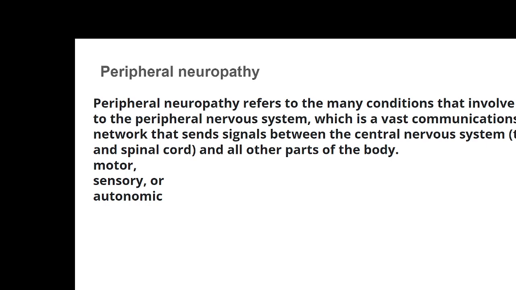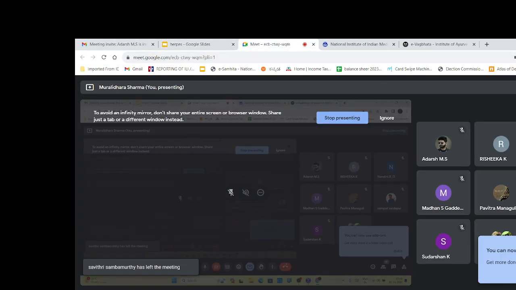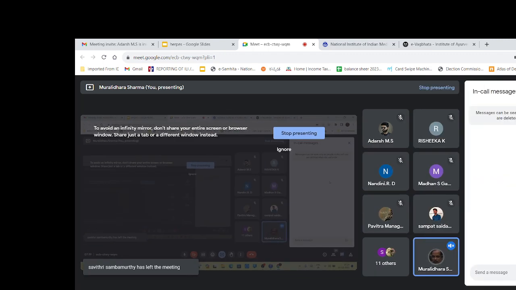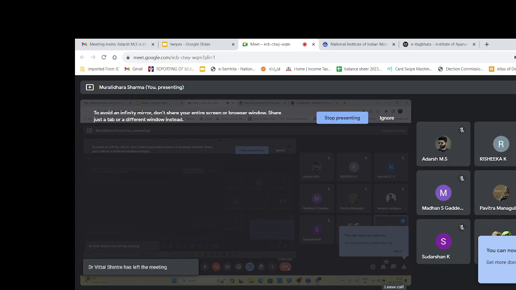Next, we will discuss peripheral neuropathy. I think we will take that up in the next session. So today we will conclude. If there are any questions, we will try to answer. Okay, there are no questions. So we will conclude today. Next session we will take up neuropathy, peripheral neuropathy.